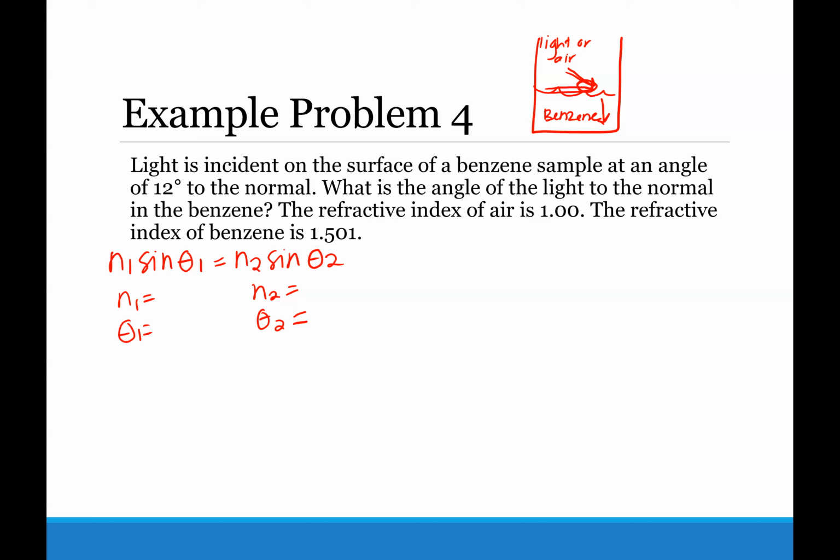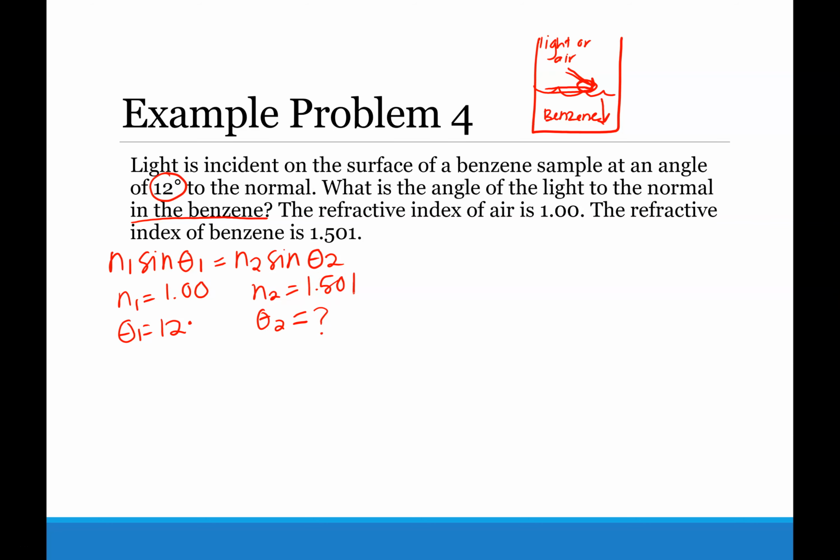The problem reads, light is incident on the surface of a benzene sample at an angle of 12 degrees to the normal. So that is going to be the degrees for n1, which we're choosing n1 to be air or light. So since n1 is air or light, n2 has to be benzene. The problem asks us for the angle of light to the normal in the benzene. So we're going to be looking for angle 2. It tells us the refractive index of air is 1.0 and the refractive index of benzene is 1.501.